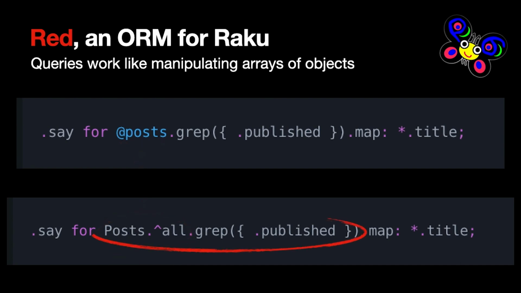Grep will return a ResultSeq representing all the published posts, all rows where the column published is true. A ResultSeq is just like a Seq, but it represents the results of a database query. But the database query is not performed yet. It's only performed when you iterate over a ResultSeq.